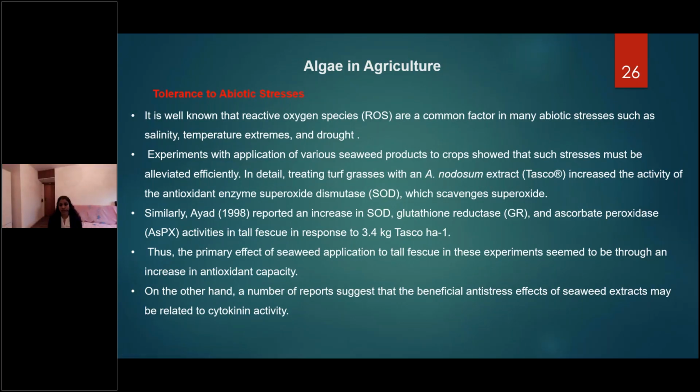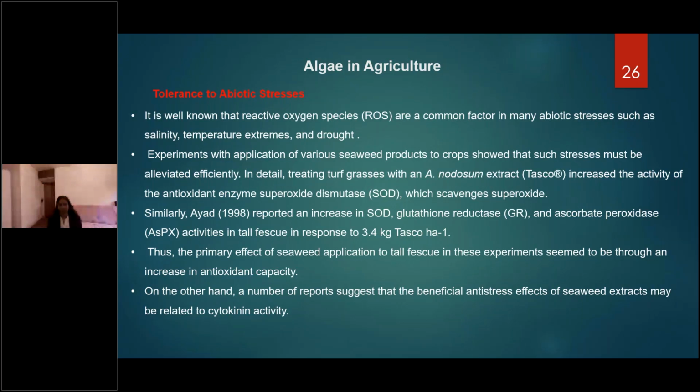So for this, seaweed might be an upcoming solution for tolerance to abiotic stresses. We all know that reactive oxygen species are a common factor in many abiotic stresses such as salinity, temperature extremes, and drought. After experimental application of various seaweed extracts, crops showed that such stresses were essentially alleviated. In detail, the Ascophyllum nodosum extract increases the activity of the antioxidant enzyme superoxide dismutase, SOD, which scavenges superoxides.